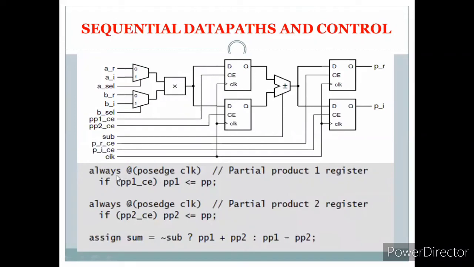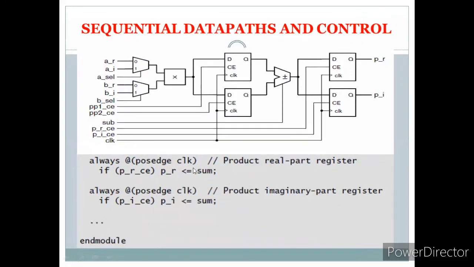Now, always at the rising edge of the clock, what happens? The partial product 1 has to be activated. Whatever partial product 1 is there, if this particular enable is 1, whatever partial product we got for the real part goes to PP1. For the imaginary part, it goes to PP2. Finally, what we do is either addition or subtraction depending upon the control signal of sum. So assign sum is equal to: if sum is 0, perform addition, which gives the imaginary part. If sum is 1, perform subtraction, which gives the real part. This is the real part and this is the imaginary part when we perform the sum operation.